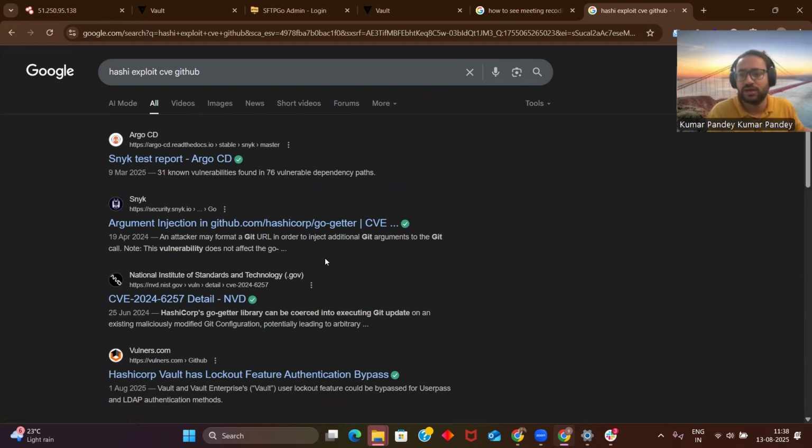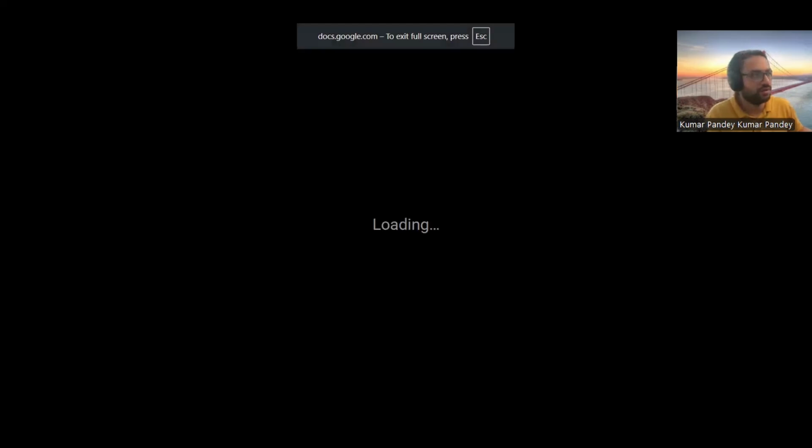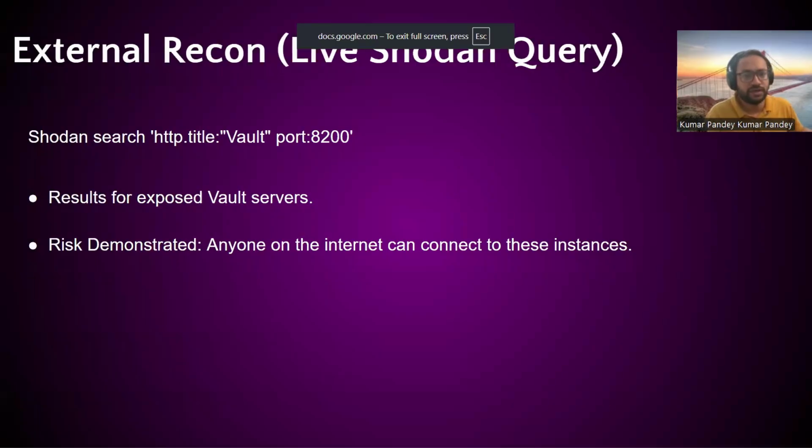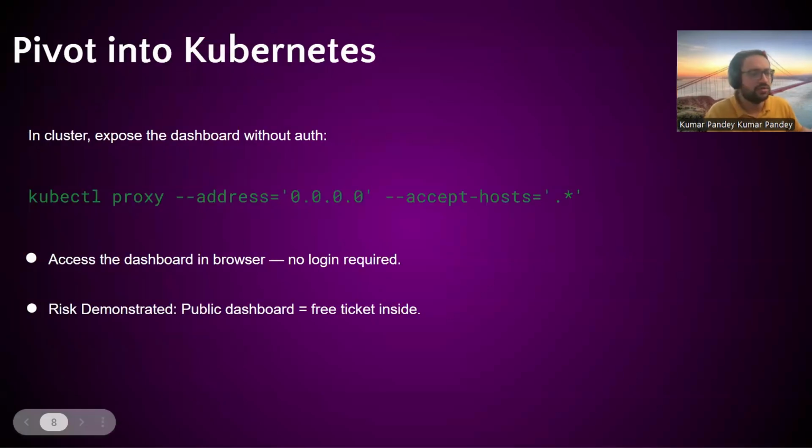Let me help you understand how you have to do it. So let's go back to the PPT and look at how you have to do it. So the first thing is external recon, where we have seen how you identify the details from Shodan, and then pivot into the Kubernetes. In the first phase, as I told you, I'm an attacker, and this is the way I will do the recon.